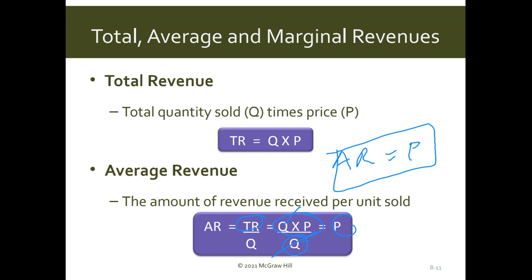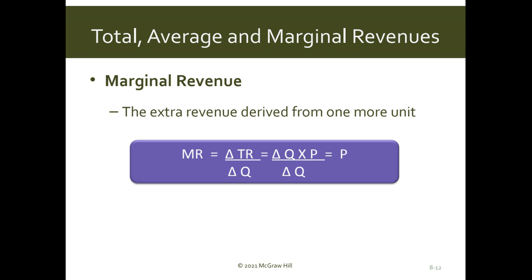Remember this. And total revenue is price times quantity or quantity times price, same thing, right? So this is total revenue and average revenue. Then we talk about how to calculate marginal revenue. So this is marginal revenue.